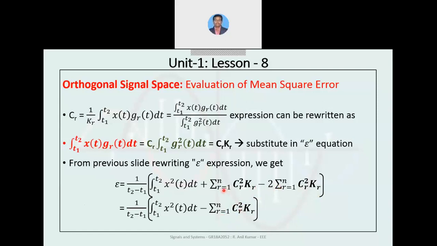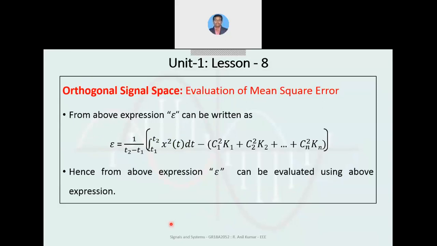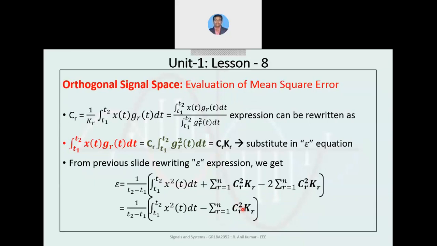As it is two times, we need to subtract, and we get the result as you can see here: plus summation r equal to 1 to n cr square kr minus 2 into summation r equal to 1 to n cr square kr. If I subtract these two, I get a negative sign and the remaining terms as they are.